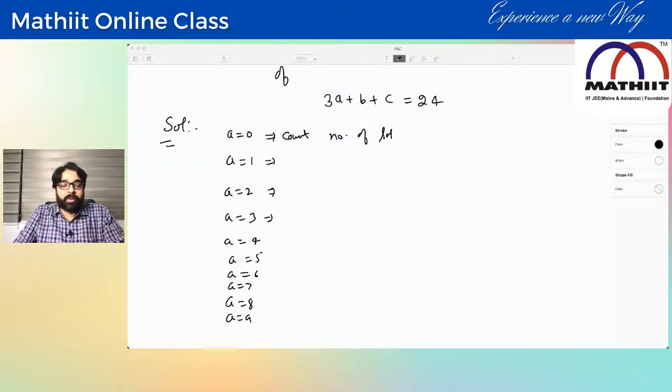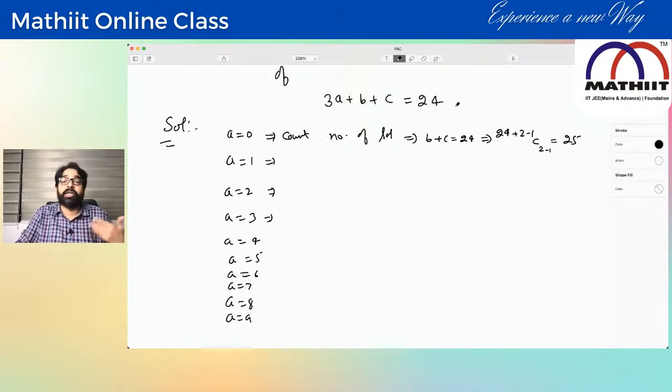So I'm telling the possible counting method. If you put a equal to 1, this will become 3 and it will go to this side. Here we have to calculate. If I put a equal to 0, then b plus c equal to 24. And this solution will become 24 plus 2 minus 1, I hope everybody remembers, that is 26 minus 1, 25. 25C1 means 25. There are 25 possible solutions which will satisfy this equation. This is the meaning.